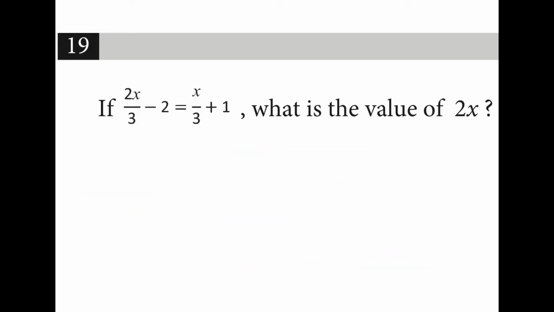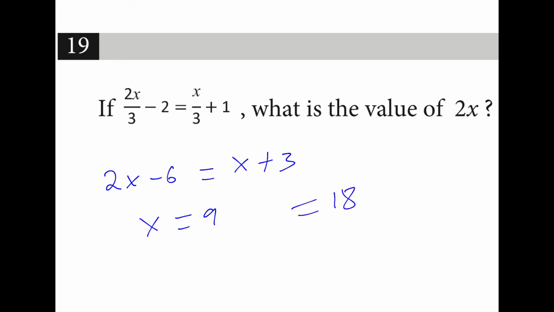First step here is to multiply everything by 3. So we have 2x minus 6 on the left and x plus 3 on the right. This gives us x is equal to 9. We double it and we get 18.